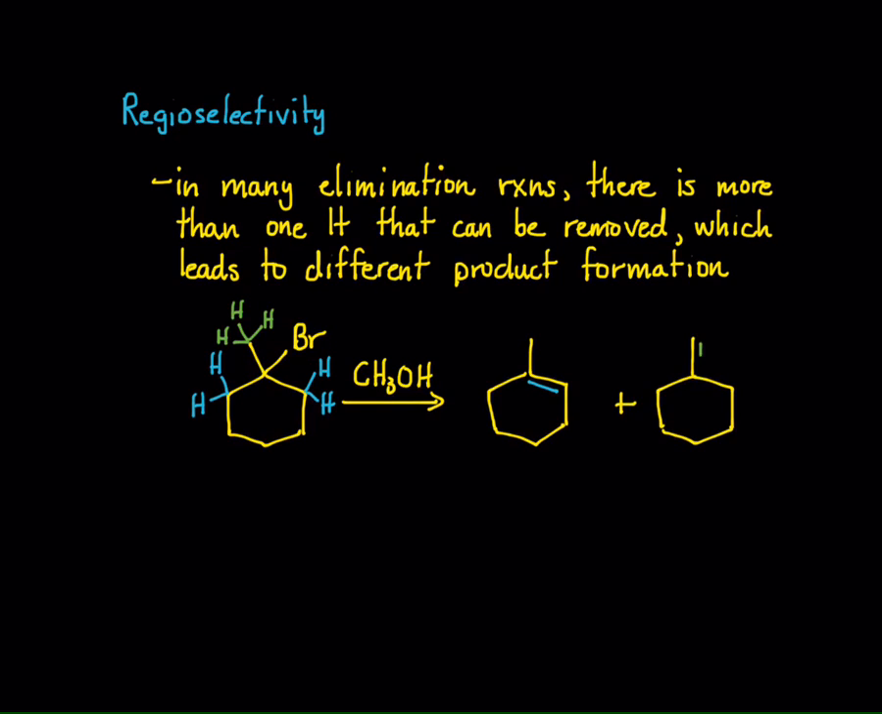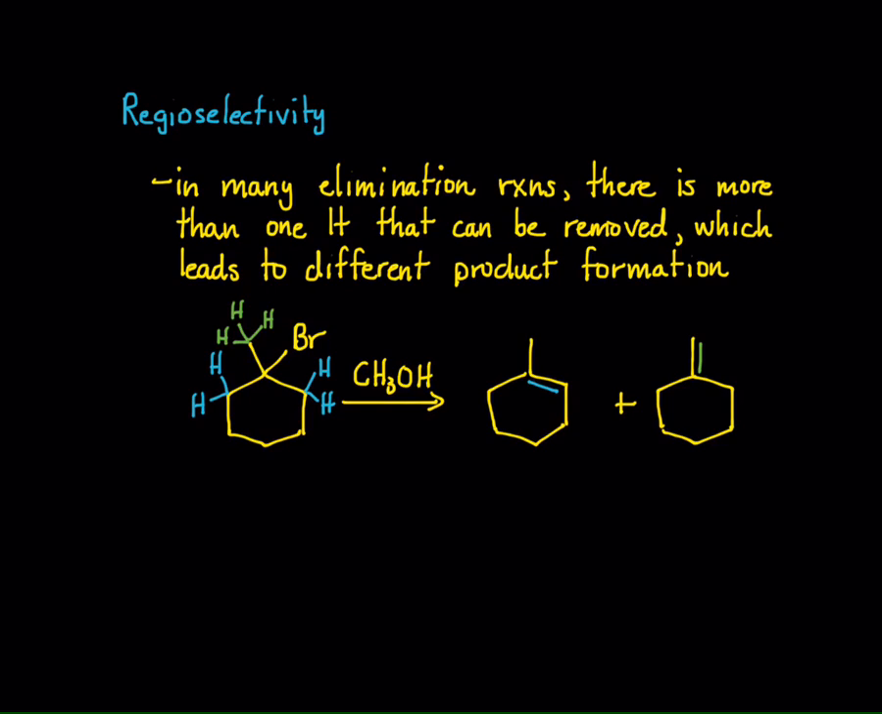And if I remove one of the green hydrogens, I get this alkene. Again, keep in mind, I'm also going to get substitution, so I'm going to form my ether, but I'm simply not showing that here. What I'm highlighting is the product distribution of the alkenes. So number one, I'm going to get two possible alkenes, right? Because I can remove any of those hydrogens.